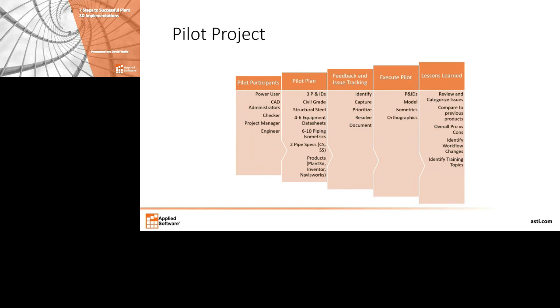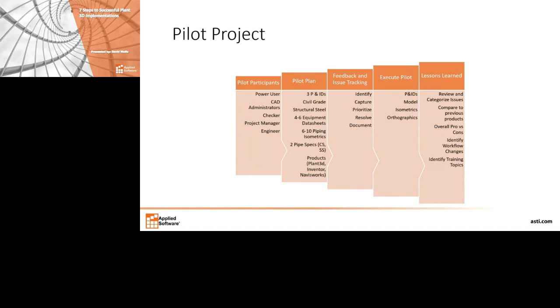As far as the pilot plan goes, my recommendation is to just start with 3 PNIDs. Obviously, it depends if you're implementing the PNID portion or just the 3D side, but you want a small set of PNIDs that can be modeled pretty quickly. You're going to want to have a civil grade in. You're going to want to have some structural steel in, and these can come from existing projects. So there's no need to create them from brand new. You can just pull stuff out of existing projects. But you do want to limit the content and try to put as much stuff as you already have designed from the other disciplines in place so that they're just focusing on learning the product.